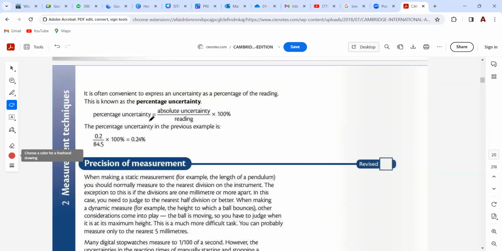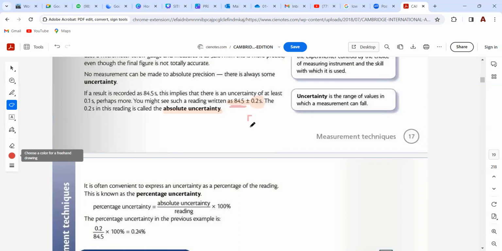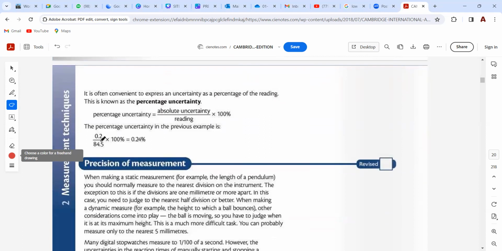Okay. Then there's this thing called percentage uncertainty. Now, percentage uncertainty is calculated through this formula, which is absolute uncertainty over the reading times 100. In this case, if your absolute uncertainty was 0.2 and your reading was 84.5, you're going to do 0.2 over 84.5 times 100, and this will give you a value for percentage uncertainty. Got it? ठीक है. जैसे यहाँ पे किया है 0.2 over 84.5 times 100 is 0.24%.